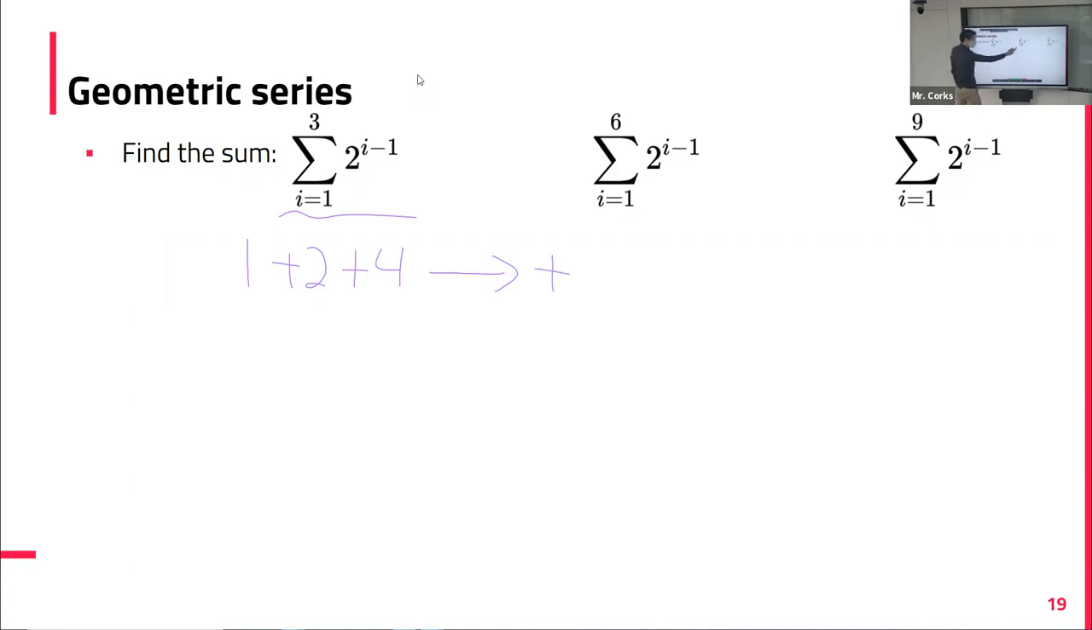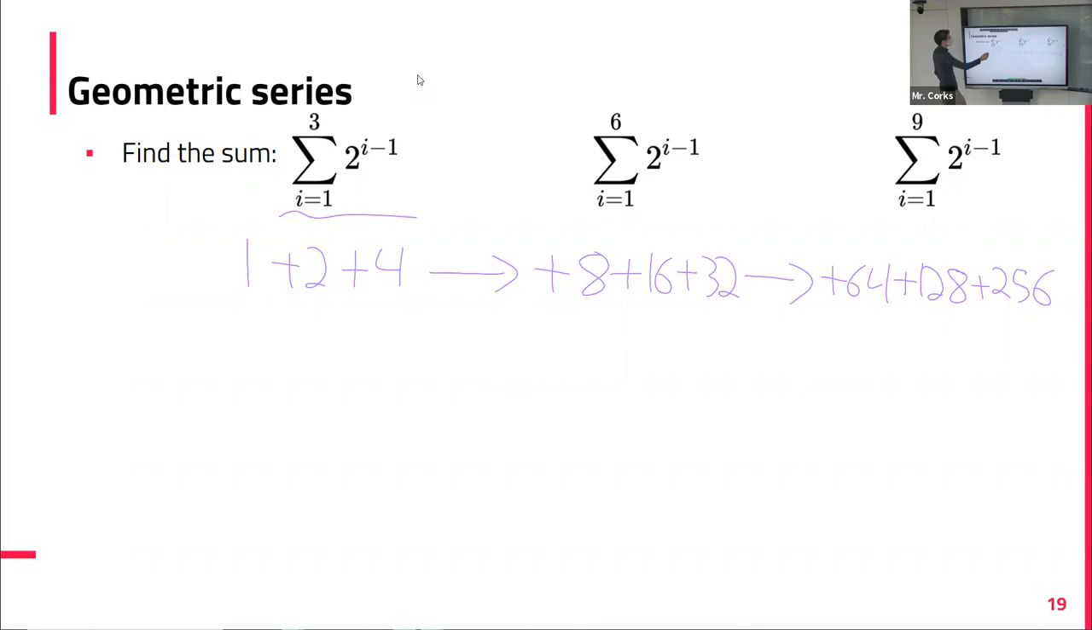If we continue that, what would the 4th term be here? 8, and 16. Okay, also just powers of 2 again. And if we continue that here, 32, 64.